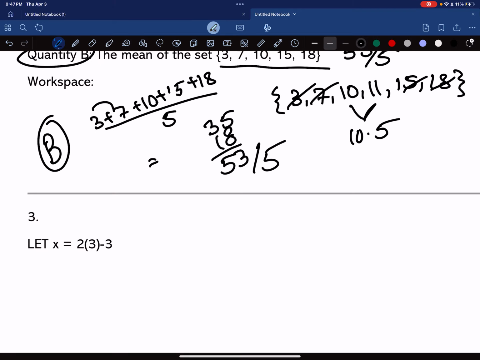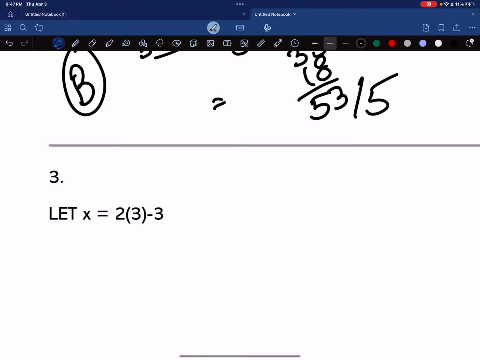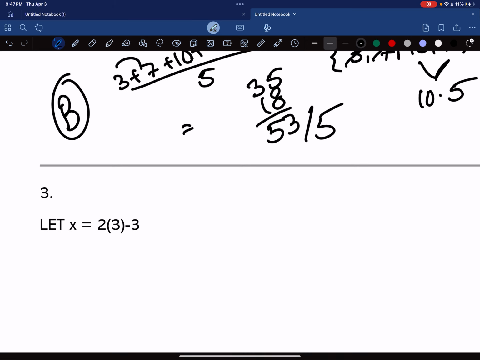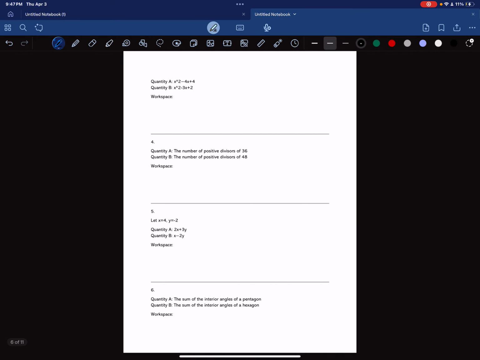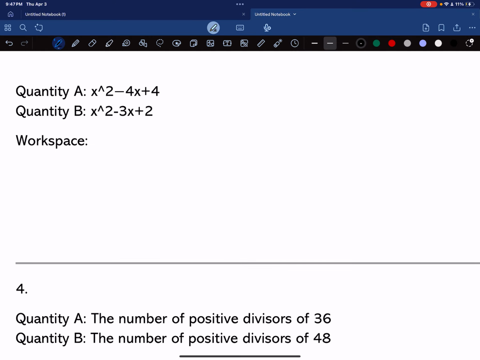Okay, so this one goes on to the next problem, but the first thing I see is let x equal 2 times 3 minus 3. This is easily simplifiable. 6 minus 3 is 3, so just keep in mind that x is equal to 3 here. And I don't see any other method than actually solving out the things. So once again, x is equal to 3.